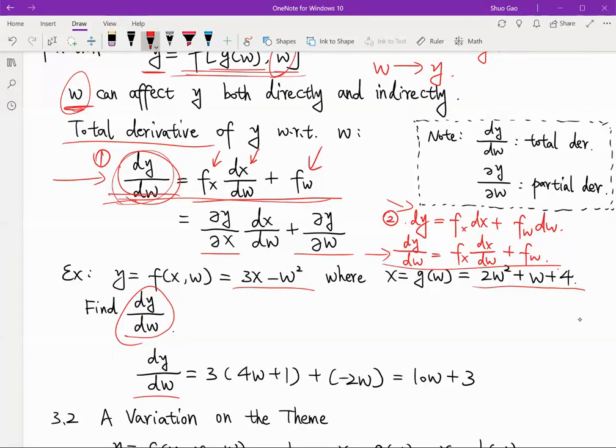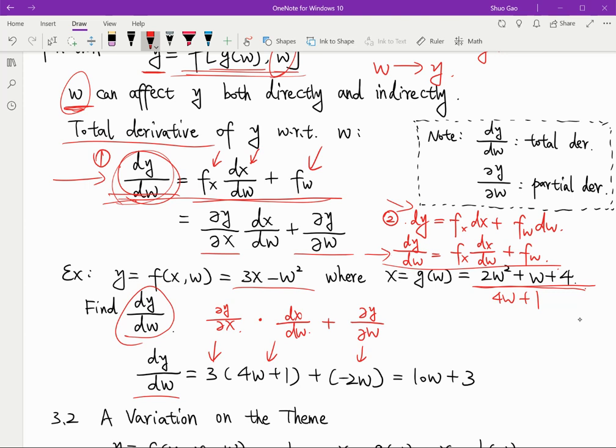Okay, so the total derivative should be partial y over partial x, which is 3, right? So here, this partial y over partial x times dx over dw, which is 4w plus 1, right? We take the derivative of x with respect to w. And then plus partial y over partial w. We consider x as a constant now, right? So this is just minus 2 times w.